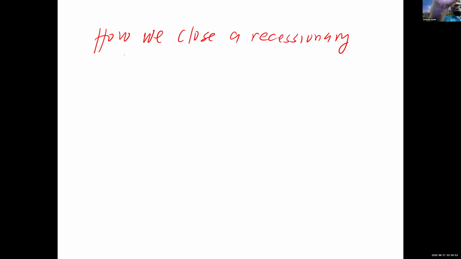Okay, so then I'm going to talk about the Keynesian theory, the Keynesian school of thought, later. Let's say how we close a recessionary gap using the self-correcting approach.